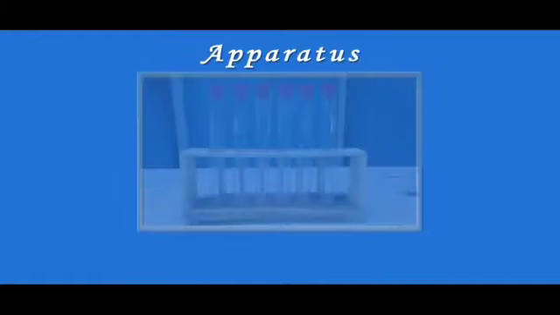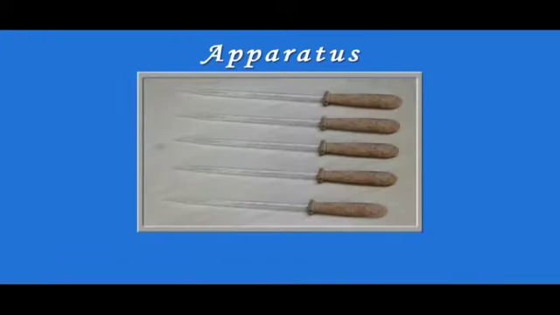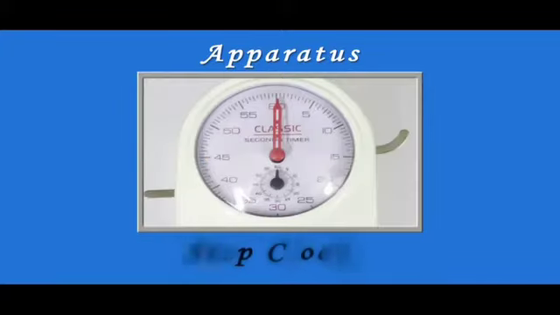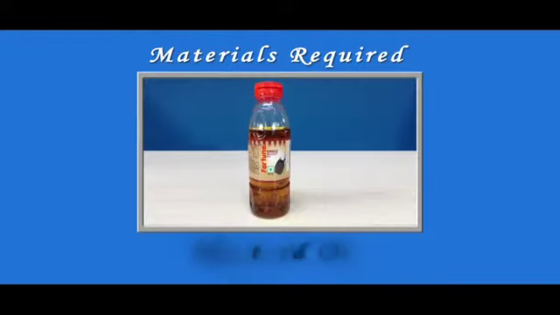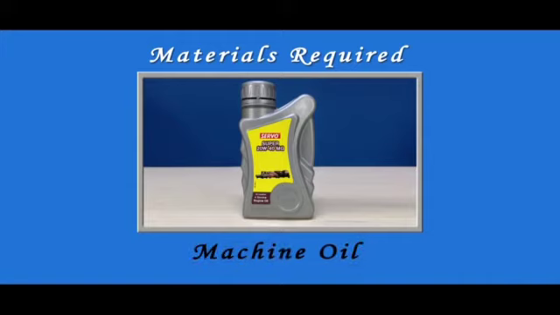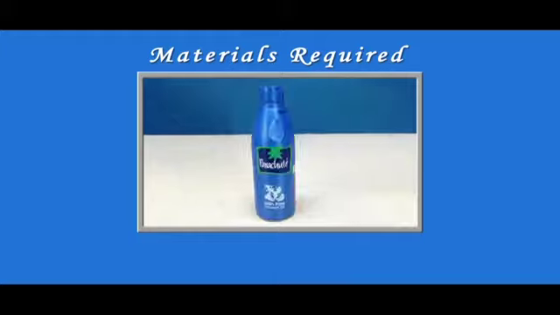Apparatus required to perform this experiment are 5 test tubes with corks, 5 droppers, test tube stand, and stop clock. Materials required to perform this experiment are kerosene oil, mustard oil, machine oil, castor oil, and coconut oil.